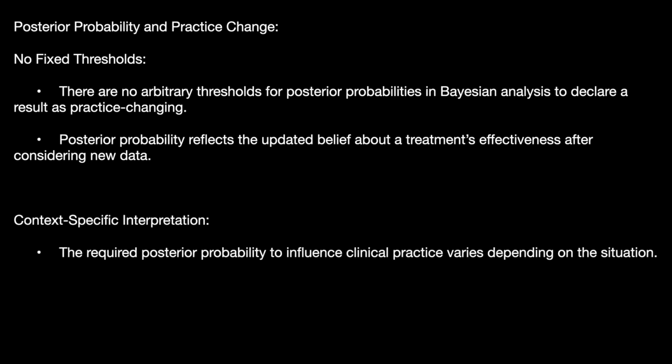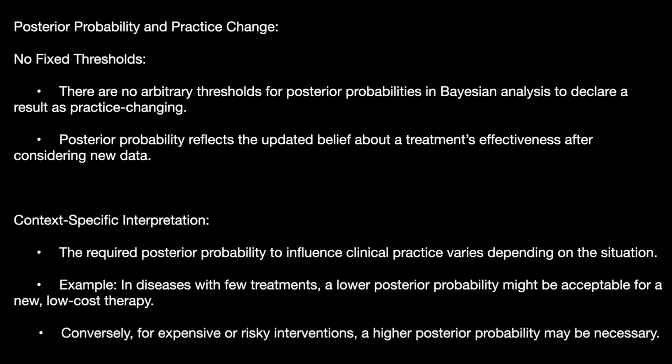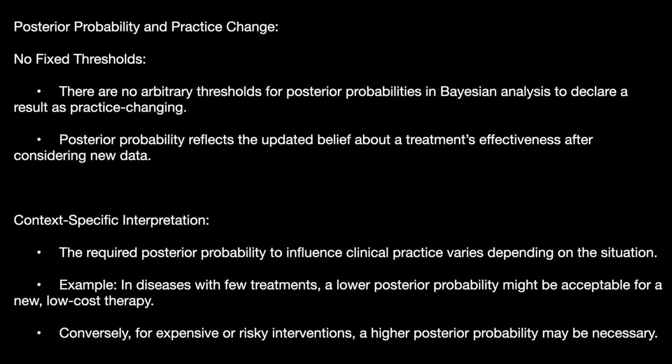Posterior probability and practice changes. Since there are no fixed thresholds, no arbitrary p-values, to declare that Bayesian analysis is going to change practice is a little difficult. So the posterior probability reflects the updated belief and its risks and benefits. So the context-specific interpretation is important. It requires the posterior probability to be interpreted based on every individual patient's individual situation. In a disease with few treatments, a low posterior probability might be acceptable for a new low-cost treatment. Conversely, for an expensive and risky treatment, even a high posterior probability may not be necessary. So you can interpret these based on the context.